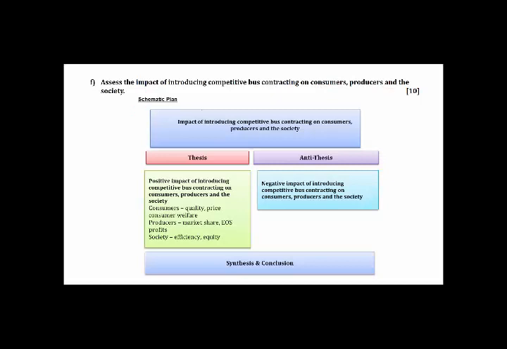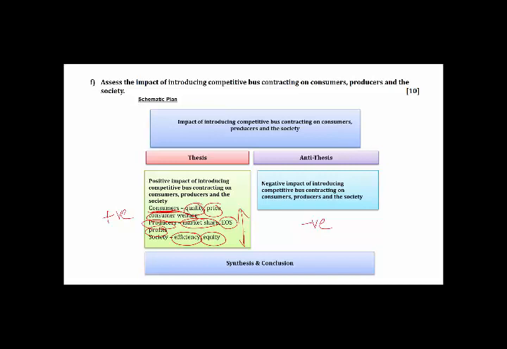I think we have been going through this many times before. Consumer, what are they concerned about? They're concerned about price, quality, choice, consumer welfare. Producer, what are they concerned about? Ability to make supernormal profits, market share. Society, of course, you're concerned about the various efficiencies as well as equity. So you want to analyze these various areas and see whether there is positive, whether there is negative. In this case, for the thesis, positive impact. In your antithesis, you want to look at the negative effect on these various areas.